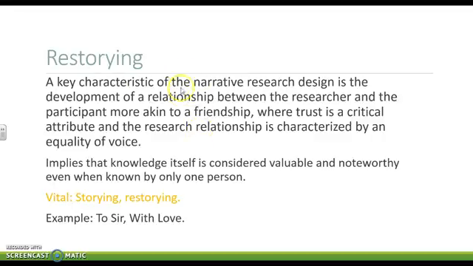It is really important to know that you will develop a very in-depth relationship with that person. So the researcher and participants become very close friends, and trust is incredibly vital because you are telling their story. You are putting their entire life out for examination. It is also important that you understand that this is assuming that knowledge itself is valuable and noteworthy if it's known by one person. So one person matters, and their story matters.